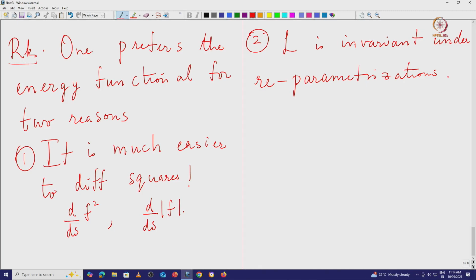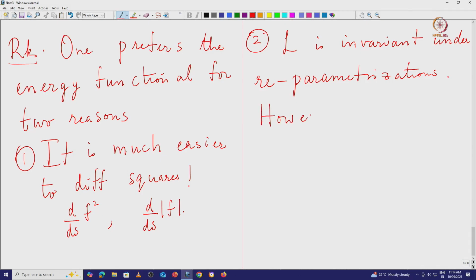So as we shall see in the next couple of lectures, when we talk about the first variation formula, it will be easier to understand the critical points of the energy functional rather than the length functional. For the length functional, because it is invariant under reparametrizations, one has to choose a certain normalization in order to study the variational problem. So we will get to that in the next couple of lectures. This is the first remark.